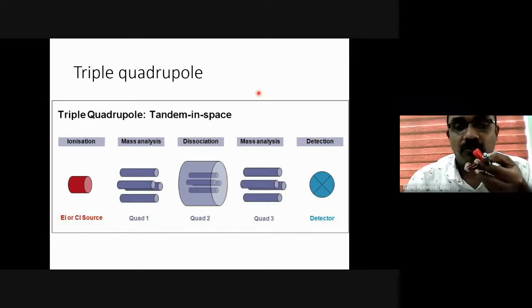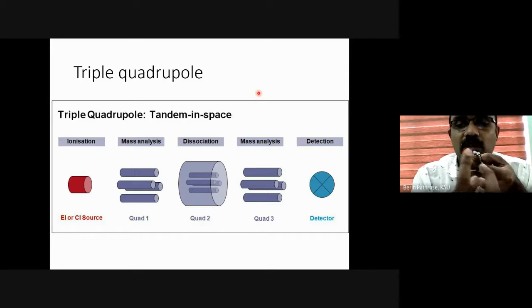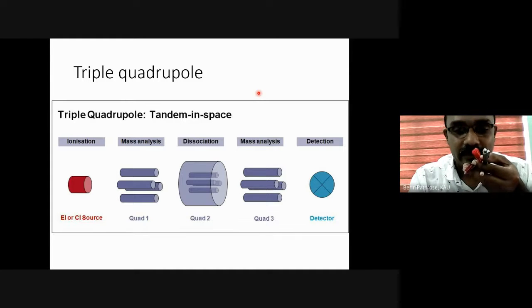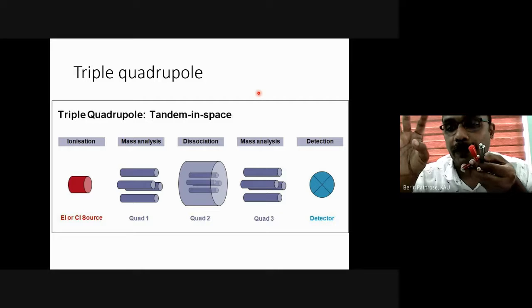See, can you see four? I had kept 1, 2, 3, and 4. Can you see this 4? Yes, sir, these are 4 rods. We call it a quadruple.